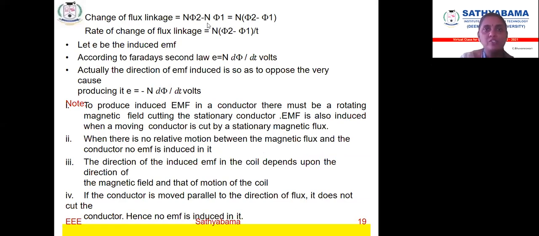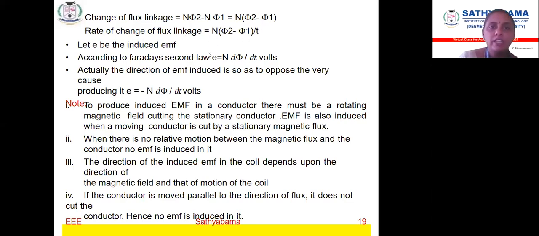N into phi 2 minus n into phi 1. Because we know the final flux linkage minus the initial flux linkage. Final flux linkage is n into phi 2 and initial flux linkage is n into phi 1. Now as n is common, we will just remove it: n into phi 2 minus phi 1, or rate of change of flux linkage is equal to n into phi 2 minus phi 1 by t. Rate of change of flux with respect to time, right? So n into phi 2 minus phi 1 by t.